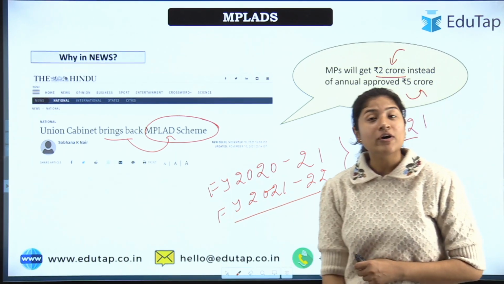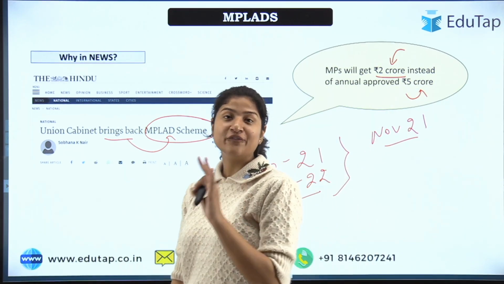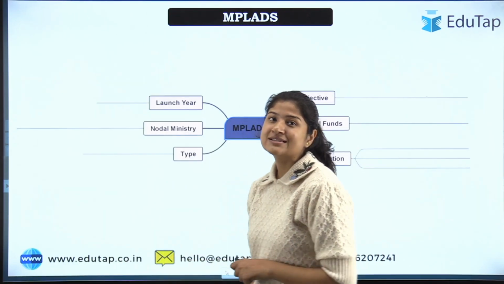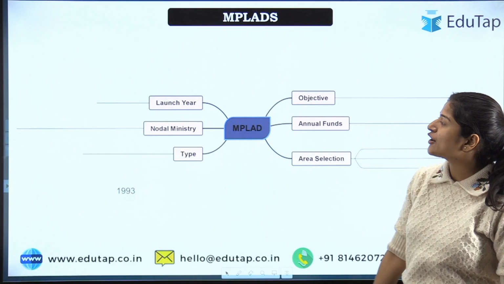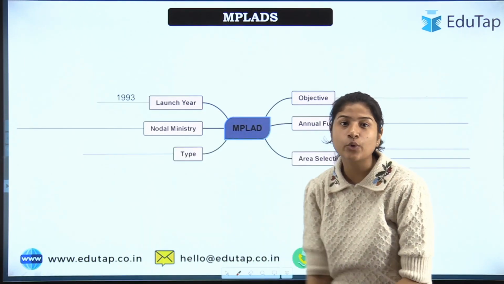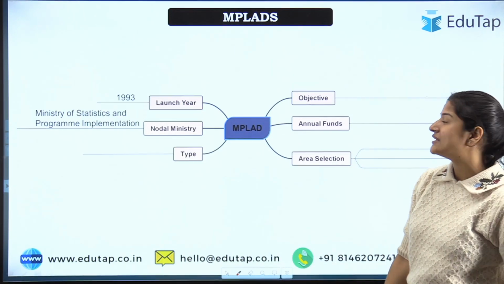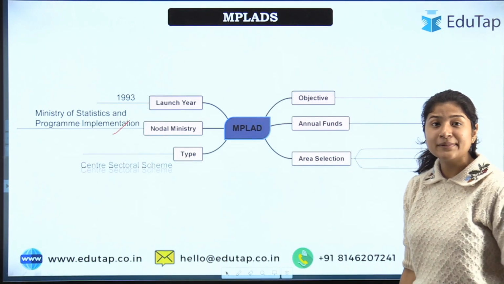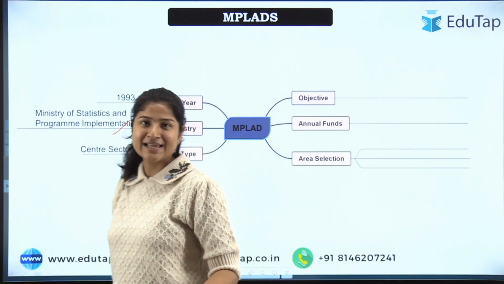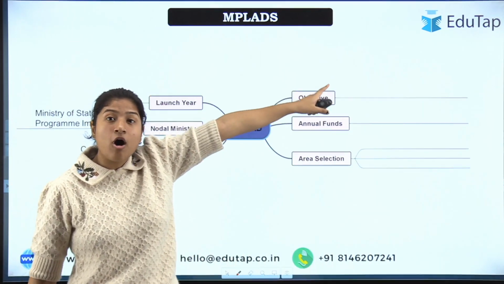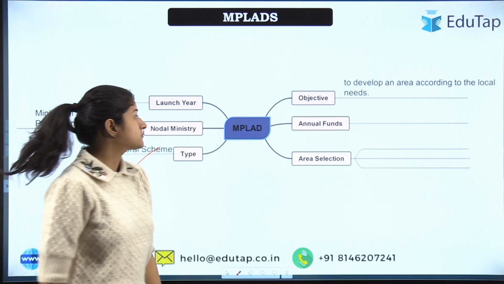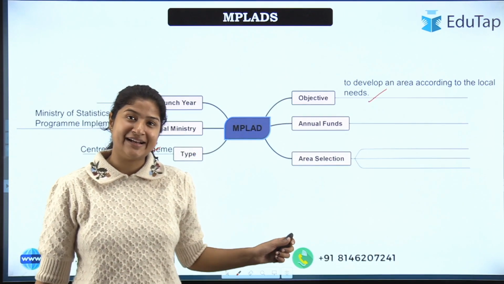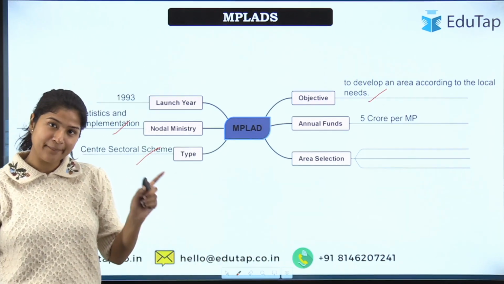Now we'll have a quick revision of everything we have studied to see how much you retain. We'll start with the basics. The launch year of this scheme is 1993, and the nodal ministry is the Ministry of Statistics and Program Implementation. The type of scheme is a central sector scheme. The scheme was launched with the objective to develop an area according to local needs. The annual funds are 5 crore per MP per year.